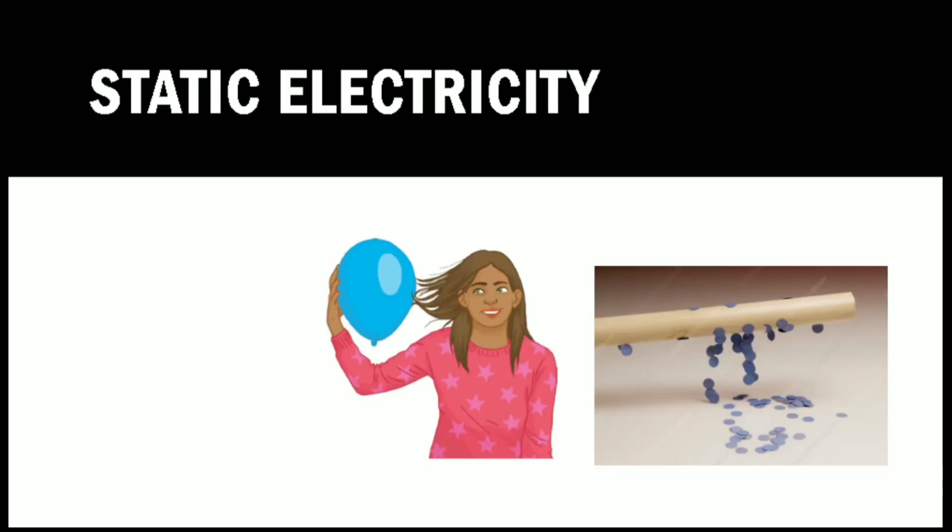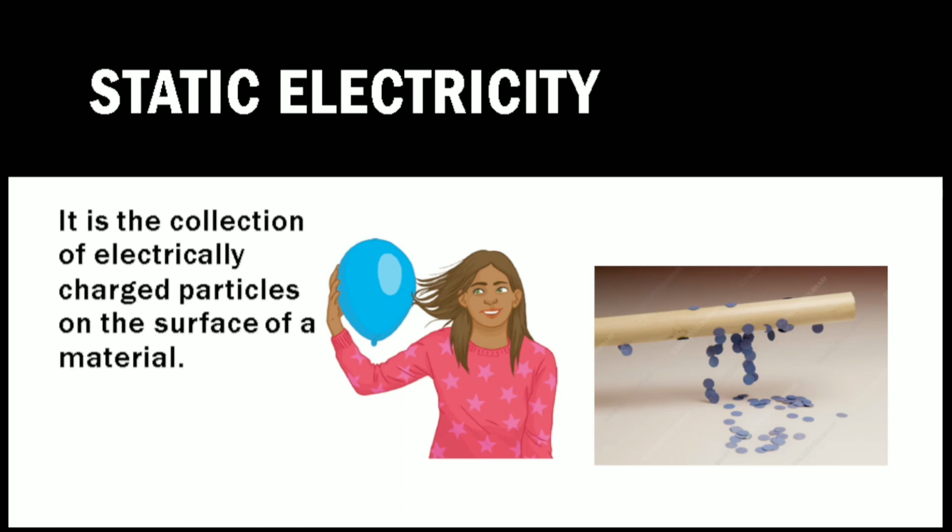So we have this as the electrostatic force. Now, let us have the static electricity. When we say static electricity, it has something to do with the electrostatic force that we have earlier. It is the buildup of electrically charged particles on the surface of a material. As you can see in our example images here, some of the hair strands are being attracted to the surface of the balloon. On the other side, we have here the plastic pole and pieces of paper being attracted to the surface of the plastic pole. So that is the static electricity.